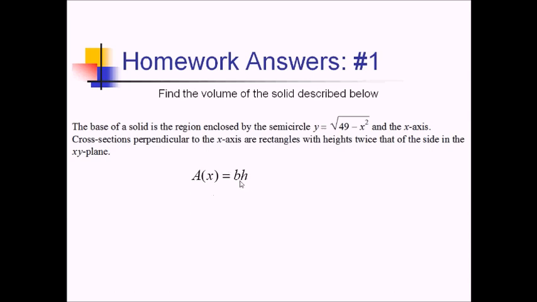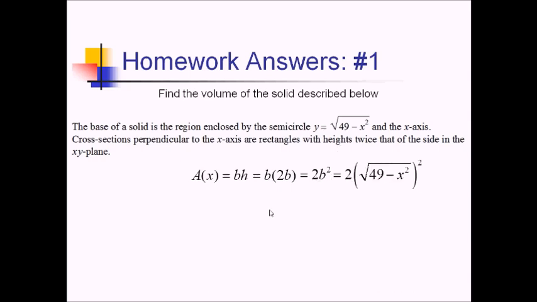Let's express this in terms of the base first, and then we'll talk about the x's. They said the heights are twice that of the side in the xy plane. Well, they're basically saying the height is twice the base. So this is b times 2b, which is just 2b squared. All right, so what is b? Well, b is going to be the distance between your function and the x-axis. So that's just the square root of 49 minus x squared, because it would be this minus 0, so it's just this. So we have 2 times the square root of all this, squared.